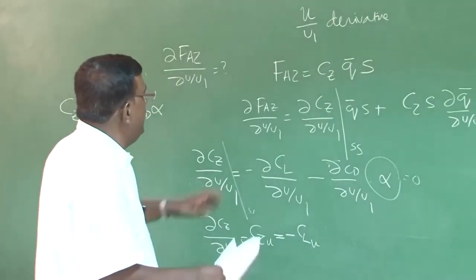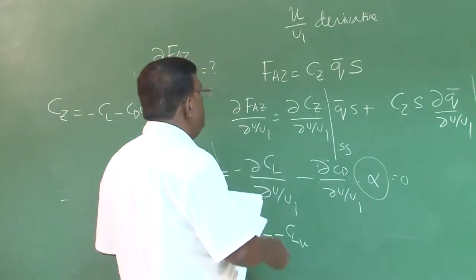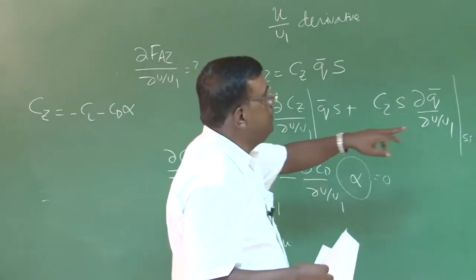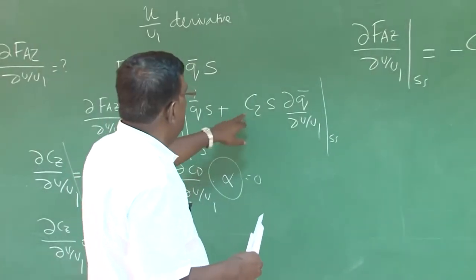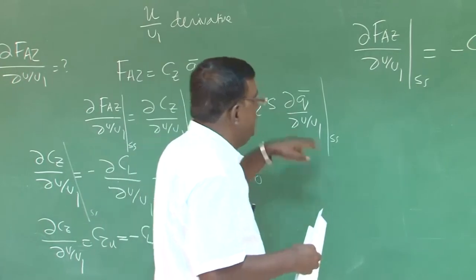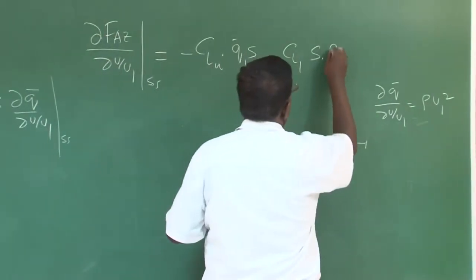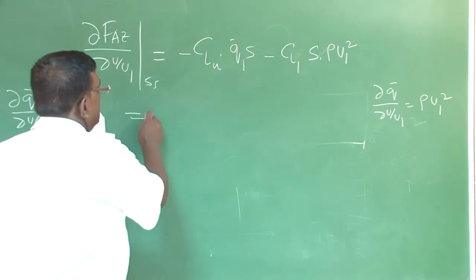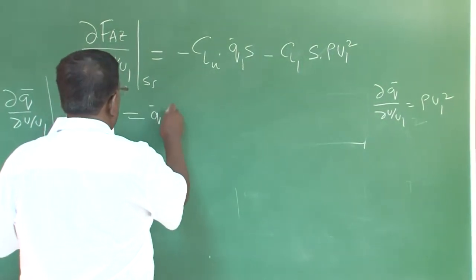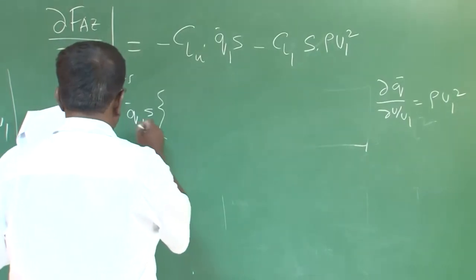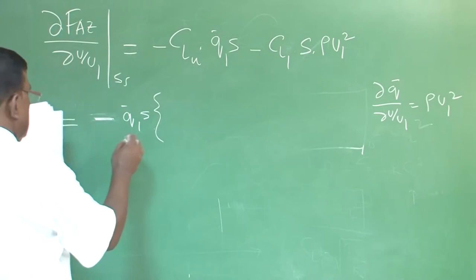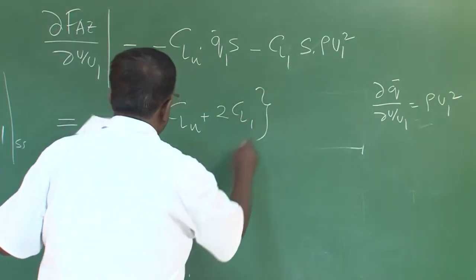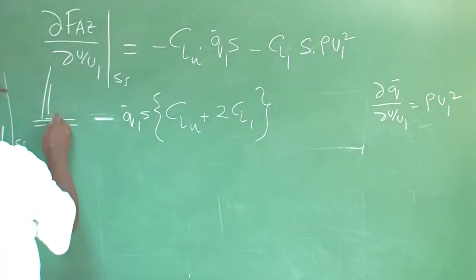What is our aim? Our aim is to find out this expression. You know, dFAz by du by u1 evaluated at steady state is dCz by du1 evaluated at steady state, which is minus CLU, then Q1 bar S, plus Cz, which is minus CL1 S, and dq by du1, already we have seen, we have derived it as rho u1 square. Right? So if I now take q1 as common, I write it like this, minus q1 S into CLU plus 2 CL1. That is what this expression is.